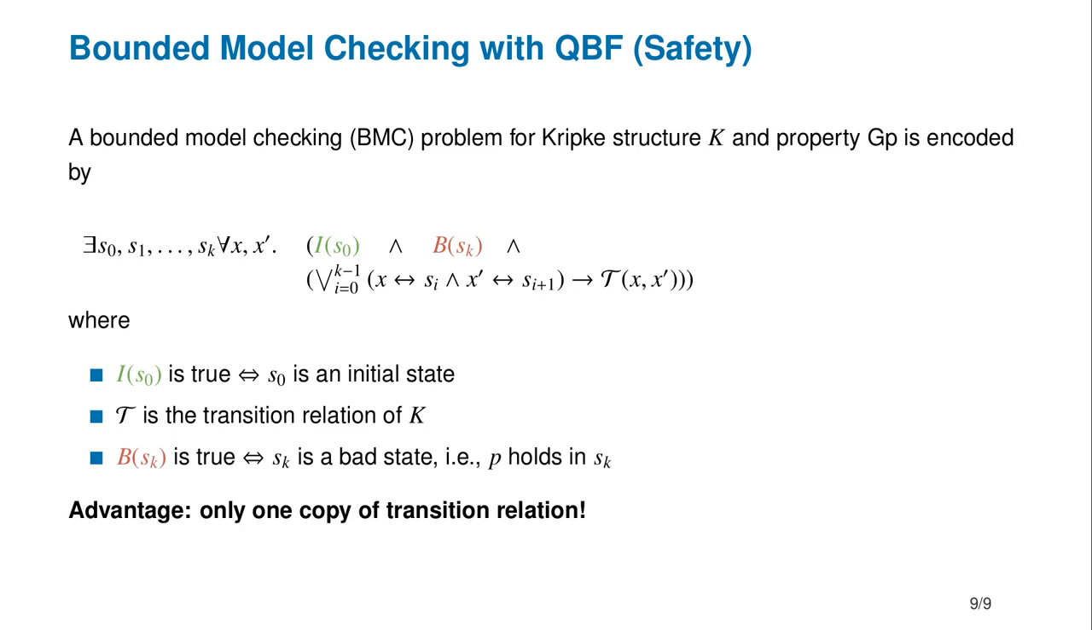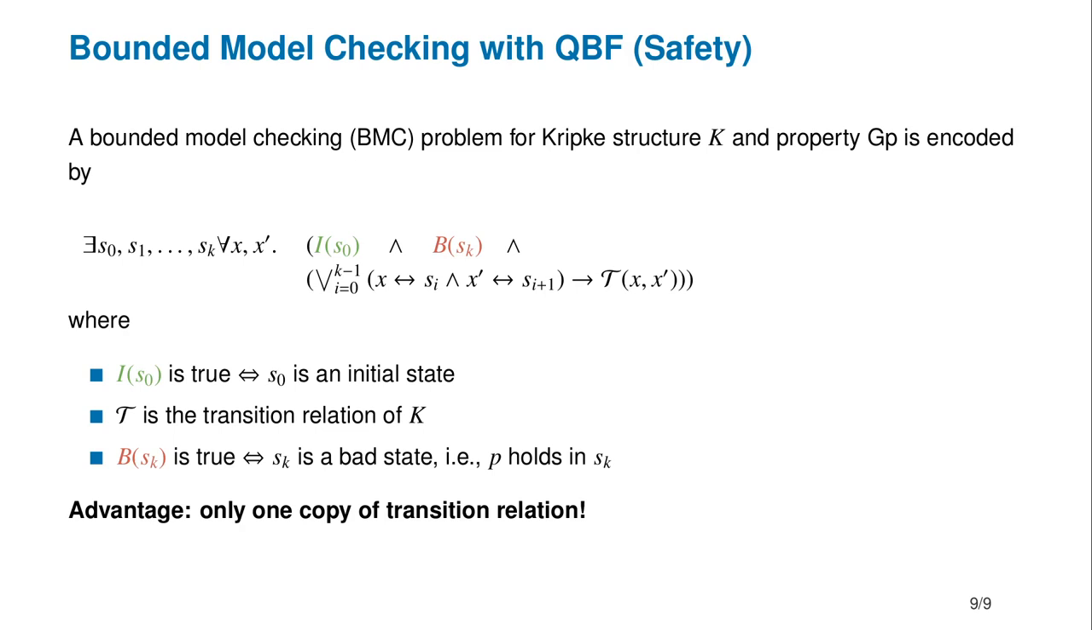Okay, so again, we want to do safety checking. So we want to know if a bad state can be reached after k steps. So if at time point k we are in a state where a given property is violated, and we also start in the initial state at time point zero. So the initial state is s0. And what we also use is the transition relation, but this time we use it only one time. But in principle, the encoding is the same.